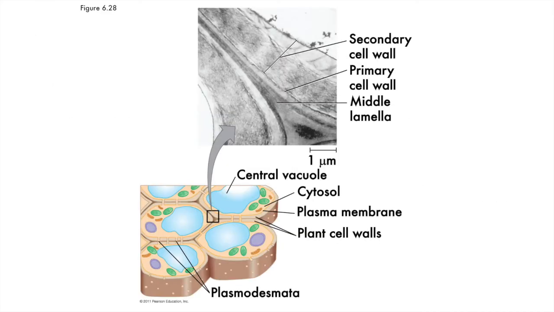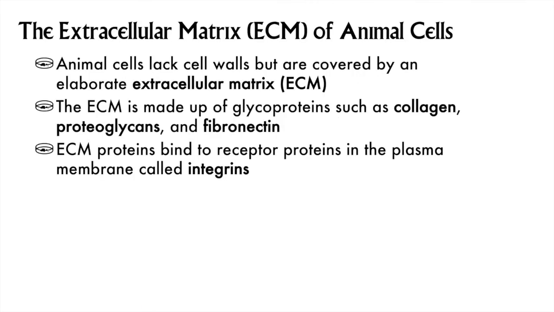In these images, you can see that each cell produces its own cell wall, and they're all connected to each other by a structure called the middle lamella. In animals, the cells are connected together by an extracellular matrix, or ECM, comprised of different proteins like collagen, more hybrid molecules like proteoglycans, and fibronectin. In Chapter 7, we will learn more about integrins as well.